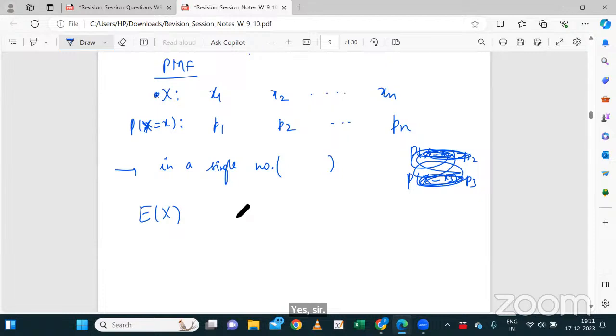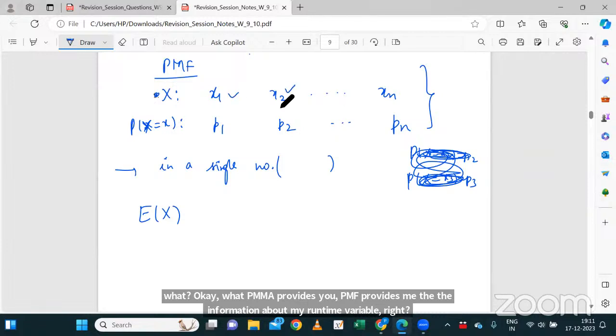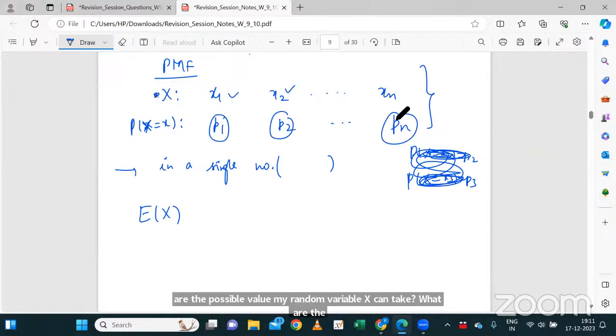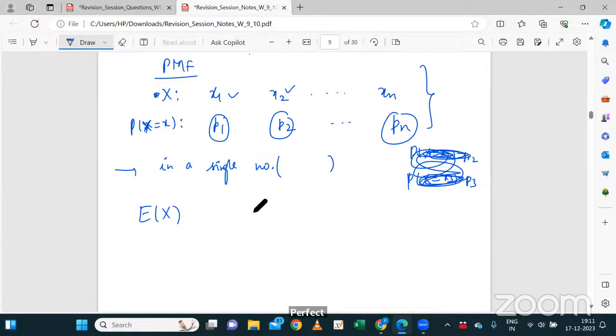So what does the PMF provide? It provides the information about my random variable: what possible values x can take and the probabilities associated with each value. Then what's the need of expectation? Suppose rather than explaining all the values and all the probabilities associated with them, I ask you to explain your random variable in a single number. Then how will you explain? That's an interesting question. So to explain your random variable in a single number, this expectation came into the picture.